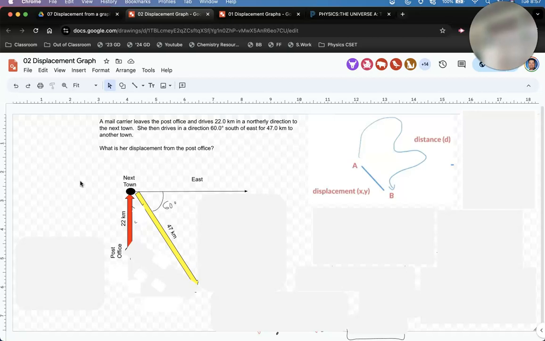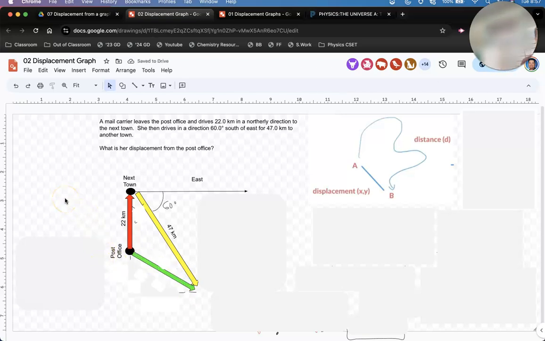Now, if the question asks, what is her distance from the post office? You just add 22 plus 47. But we're asking for how far is she from where she started? How far is she from where she started, truly? Okay. So we need to find this arrow here. We need to find the green arrow.